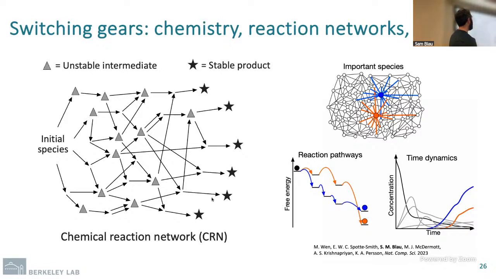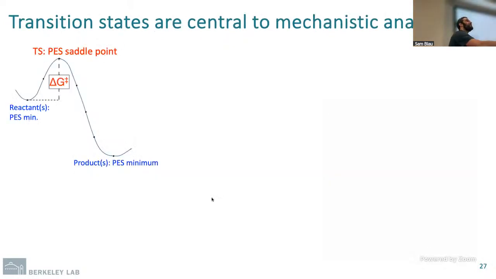But if you have a reaction network, you can identify the important species, identify the important reaction pathways, simulate the time dynamics of your system, and actually understand and then hopefully control such a complex kind of reaction cascade. But to do this, there's this one little pesky thing that you really need, which is transition states. God, transition states. They've been a pain in my ass and a lot of other people's asses for a long time.